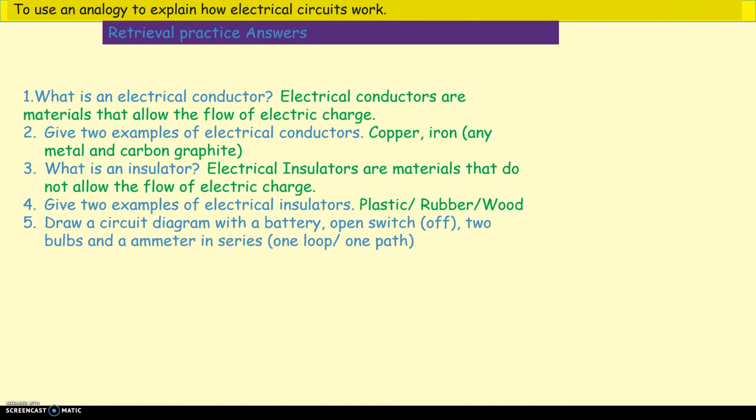Draw a circuit diagram with a battery, open switch, which means it's off, two bulbs, and an ammeter in series in one loop or one path. So here we have the straight lines which represent our wires in a continuous loop. We've got our two bulbs down here. We've got an open switch. We've got our two cells, which gives us a battery. And we have our ammeter. Fantastic effort. If you've not done that already, green pen your work and draw the diagram.